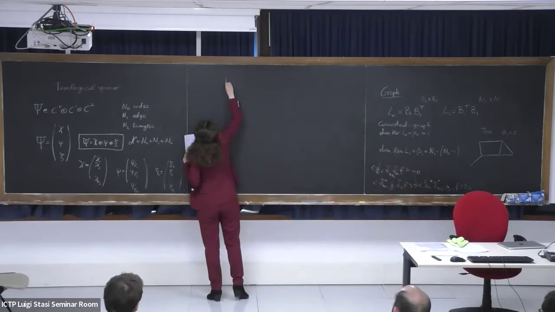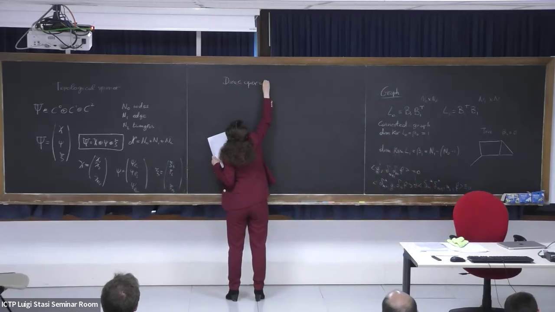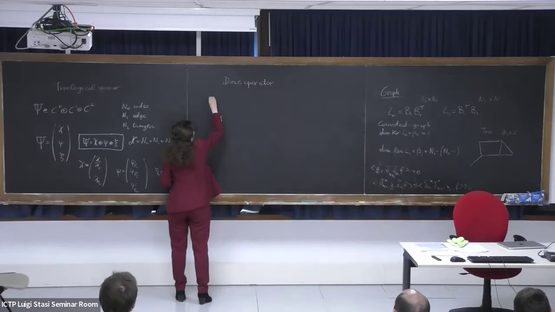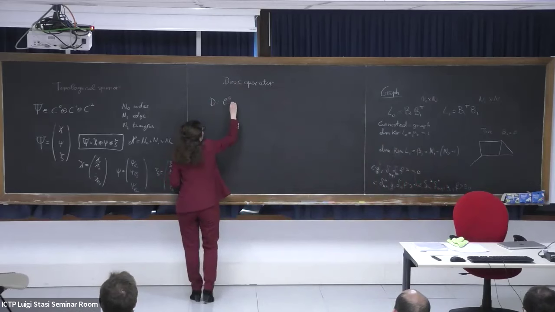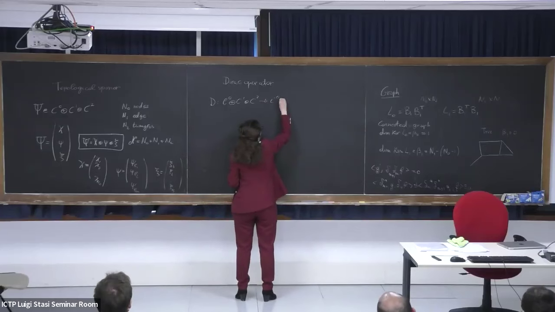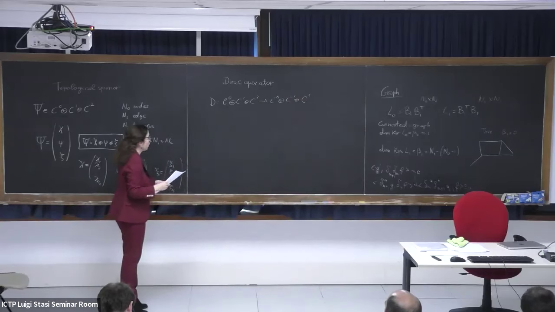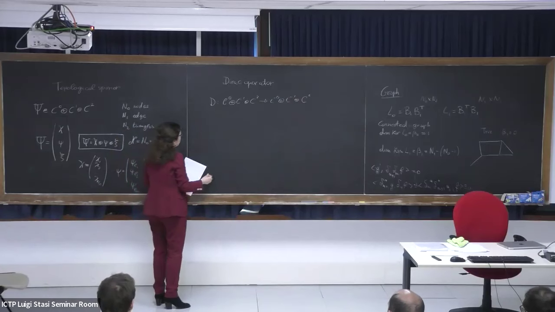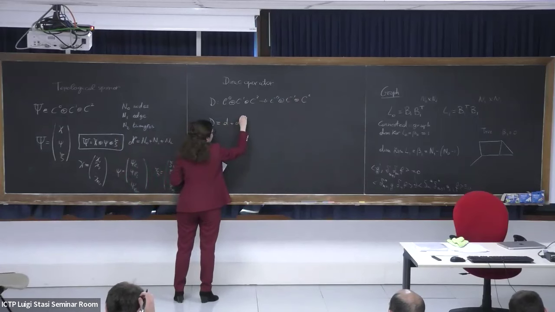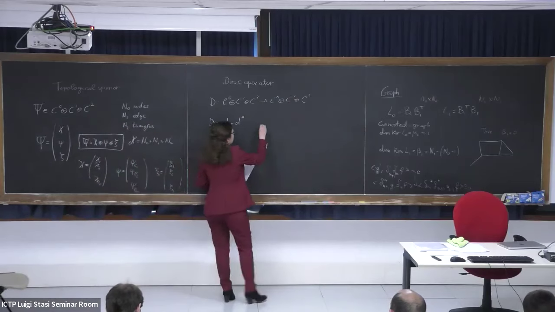So the Dirac operator maps a topological spinor into a topological spinor. This is also defined as D plus D star, or the adjoint, where D is the discrete derivative.